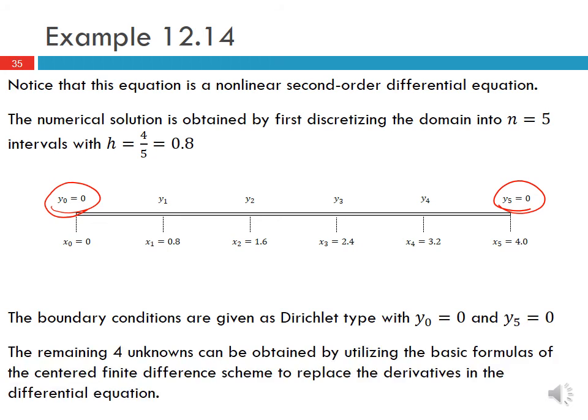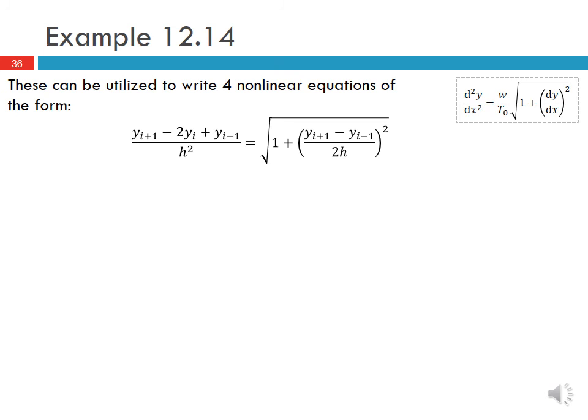The remaining 4 unknowns, the y's at all of the points in between, can be obtained by using the basic formulas of the centered finite difference scheme to replace the derivatives in the differential equation. So we've got our differential equation and we know the centered finite difference scheme, so we can write 4 nonlinear equations of the form shown here, where the second derivative is replaced with the centered finite difference, and the first derivative is also replaced with the centered finite difference.